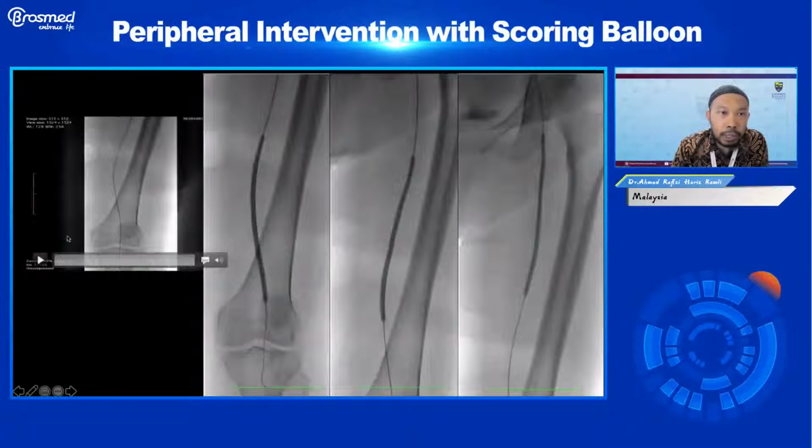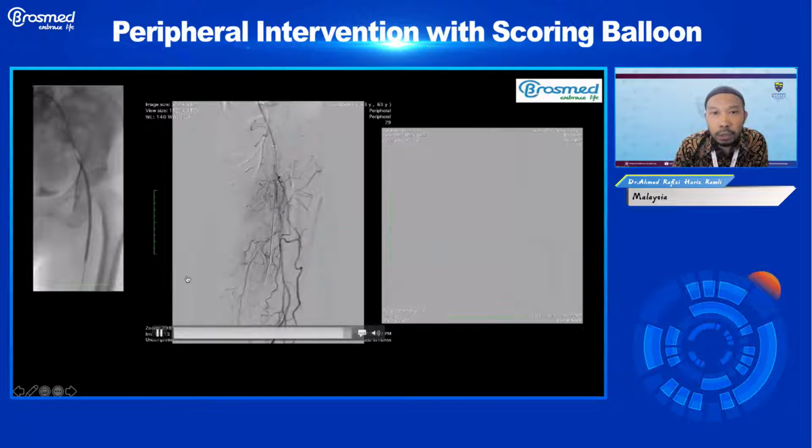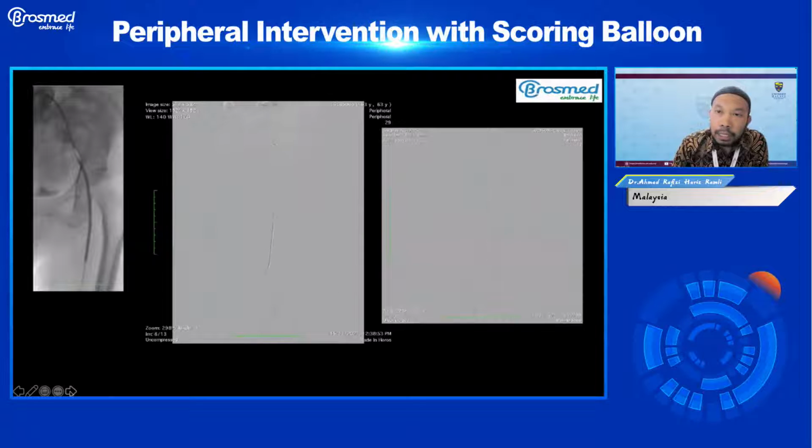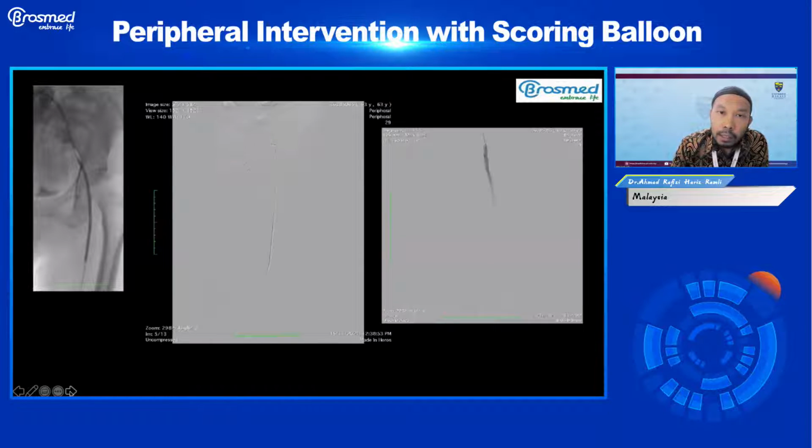So we decided, okay, let's just balloon it with a long balloon, prolong it a bit, maybe 3 minutes. Okay, let's see. So again we'll see this. So what is actually happening here? At this juncture, I think we decide to stent basically.